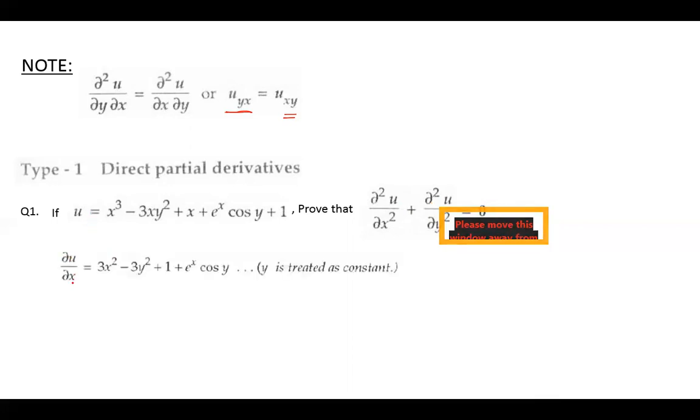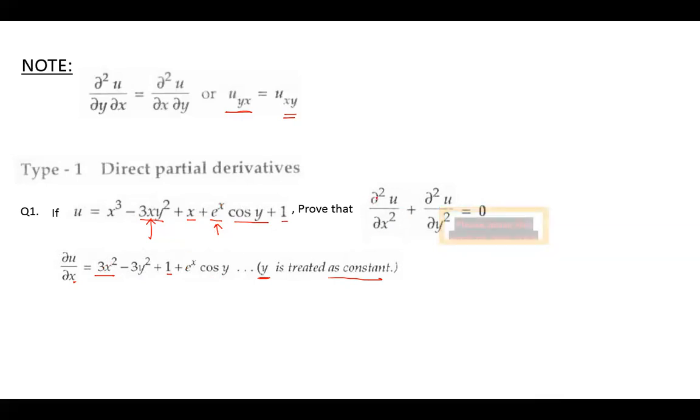So ∂u/∂x. Remember, we need to treat y as constant. So the derivative of x³ is 3x². Derivative of 3xy²: you need to differentiate only x. So the derivative of x is 1, so we get 3y². Derivative of x is 1 here, so plus 1. Plus we have eˣ and cos y. But since we are differentiating partially with respect to x, we need to differentiate only eˣ. Derivative of eˣ is just eˣ, cos y as it is, and 1 is a constant, so it will become 0.